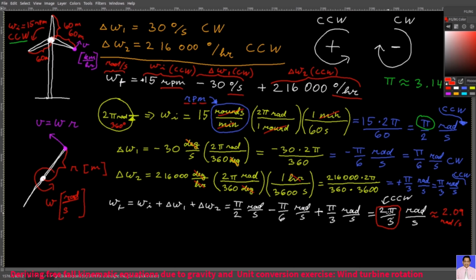Just keep your pi here, and if you really need to convert this number into something like 2.09, then you can always take this pi and replace it with this number. But unless it's extremely necessary, it's better if you just keep this pi in this form. So that's the final answer for the first question. This turbine, after all these changes, rotates at 2 pi over 3 radians per second counterclockwise.